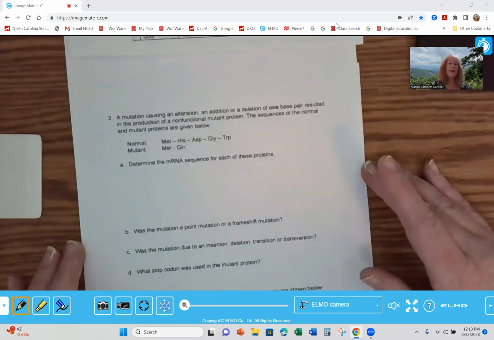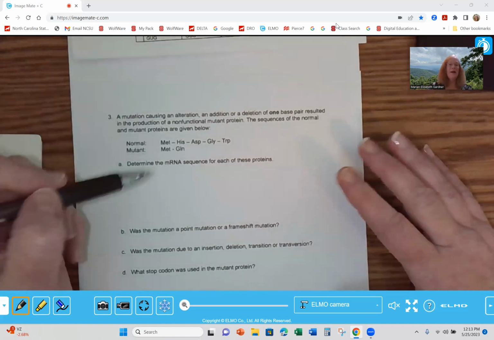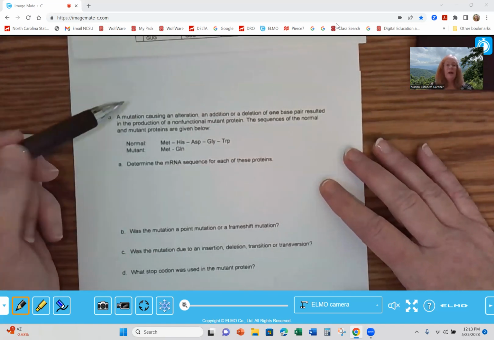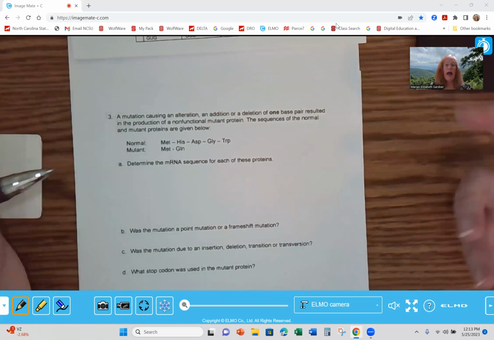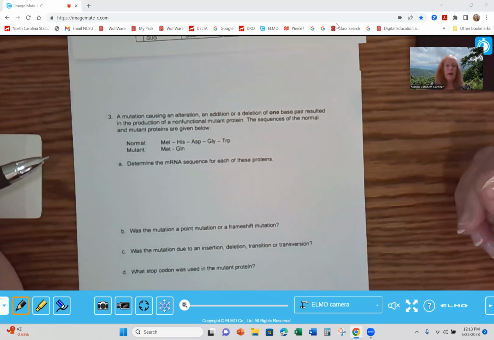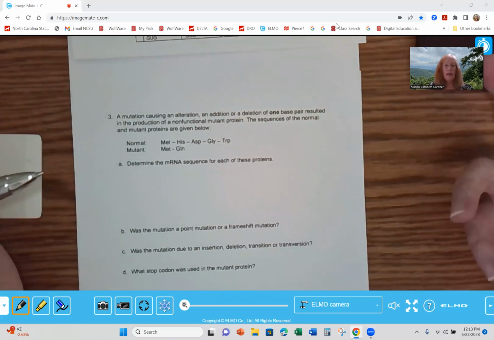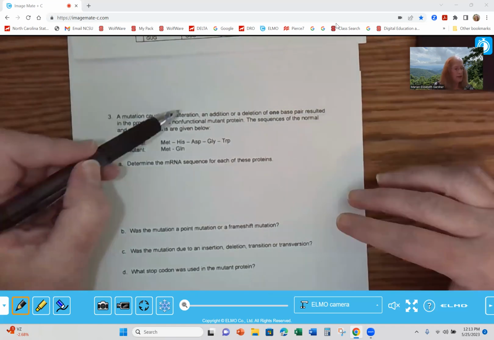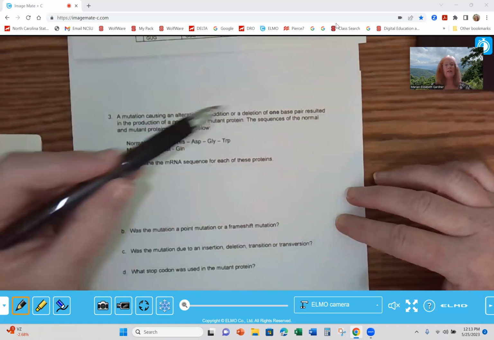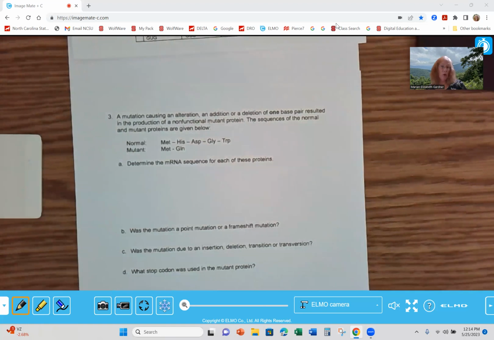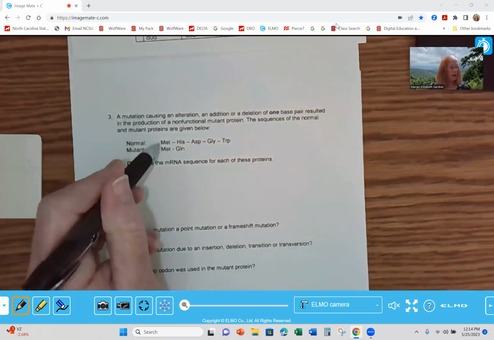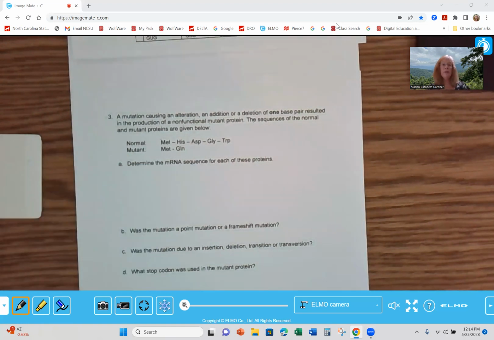Well, now this one looks like it's got a little bit more work to it. We've got a mutation that alters by either adding or deleting one base pair, or changing, like causes an alteration, an addition, or a deletion. So we can have a point mutation or a frameshift mutation to get from the normal protein sequence to the mutant sequence. And you want to figure out the RNA sequences, the messenger RNA sequences for each of these proteins to the best of your ability.